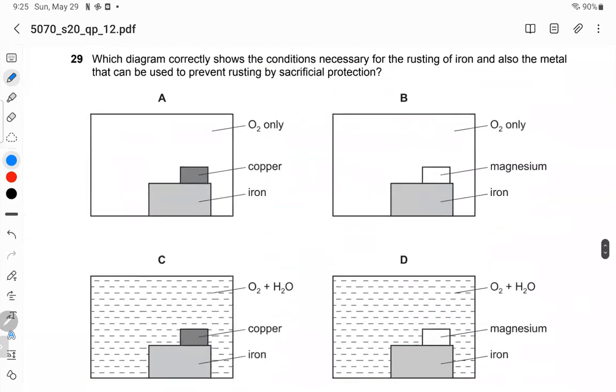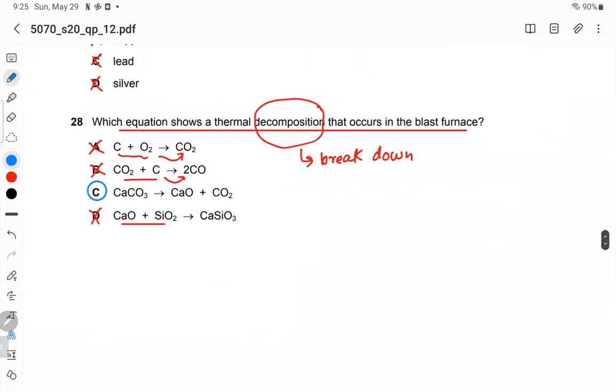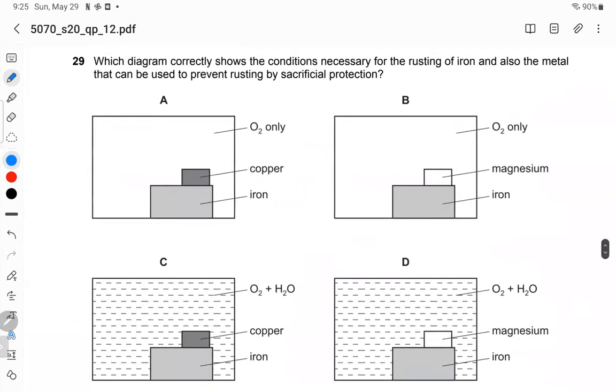Question number 29. Which diagram correctly shows the conditions necessary for the rusting of iron and also the metal that can be used to prevent rusting by sacrificial protection?